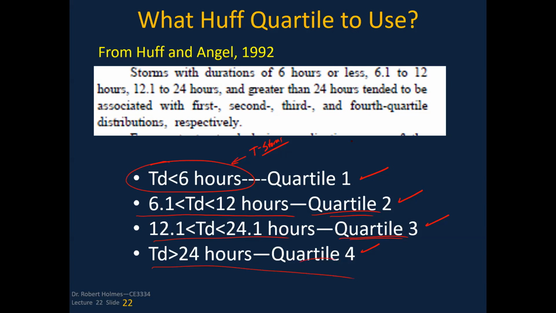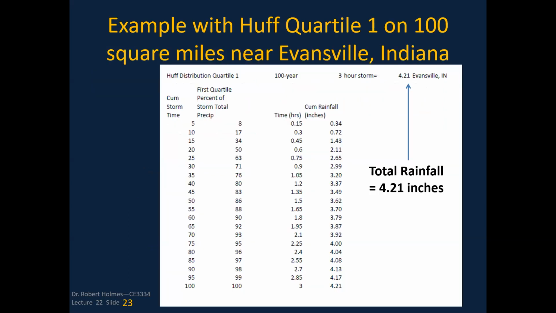So those are recommendations on how we select which one to use if we're going to use a Huff distribution to distribute our rainfall. So let's look at a quick example. I went on to NOAA Atlas 14, and I selected, as I showed you in the example, for a 3-hour storm, I got 4.21.